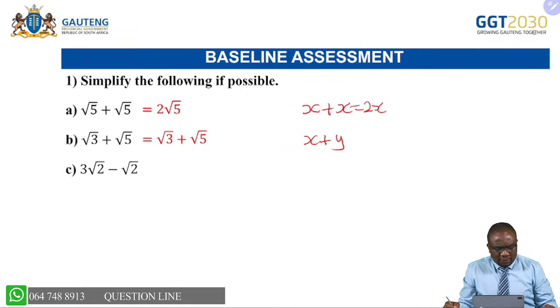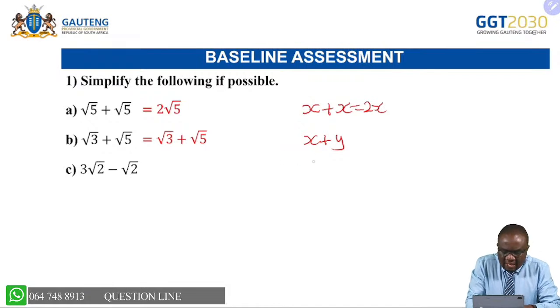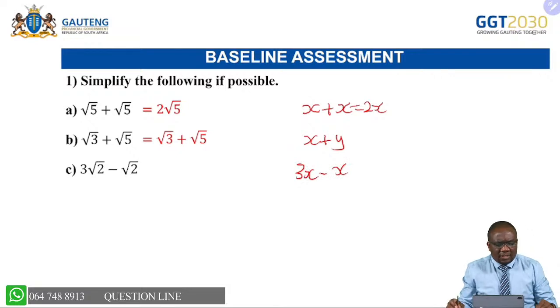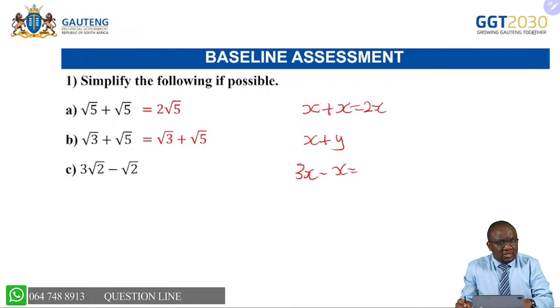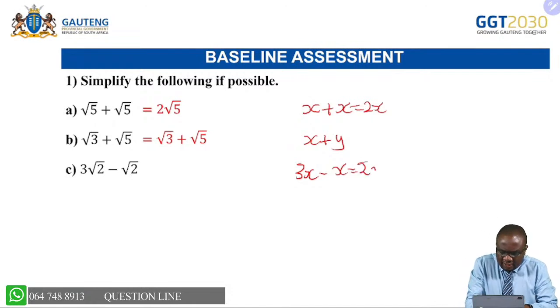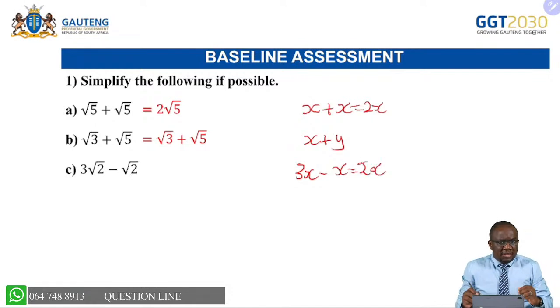And then the last one, 3 root 2 minus root 2. Now someone maybe made a mistake, you're not sure, you want to try this thing. Can you do it fast before me? What is 3 root 2 minus root 2? I can give you an example and say, if I use x, I say 3x minus x. What do you get if you say 3x minus x? Like 3x minus 1x, what is it? It's 2x, isn't it? So now, what is 3 root 2 minus root 2?